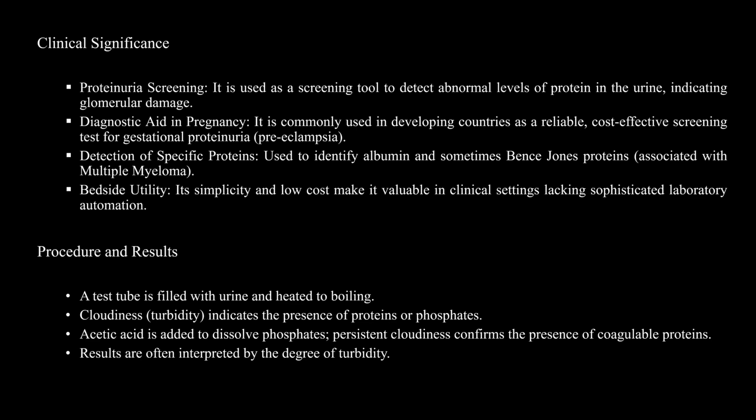Procedure and result: boil the upper part of the urine in the tube. Observation: turbidity indicates the presence of either protein or phosphate. Acetic acid addition differentiates between the two: phosphate turbidity dissolves, while protein remains. The whole process confirms the coagulation of protein. Interpretation: the final result is graded based on the degree of turbidity.